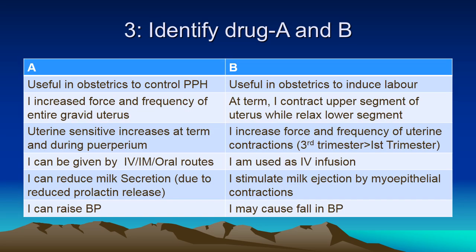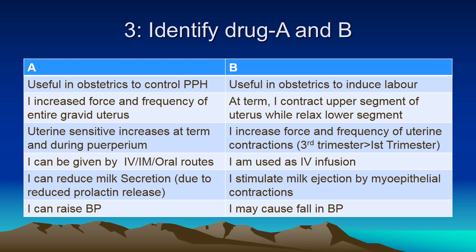Third, identify drug A and B. A is useful in obstetrics to control postpartum hemorrhage. B is useful in obstetrics to induce labor at term. A increases force and frequency of the entire gravid uterus. B increases contraction of the upper segment, whereas it relaxes the lower segment. Uterine sensitivity to drug A increases as term approaches and during puerperium, whereas B increases force and frequency of uterine contractions during the third trimester more than the first trimester.